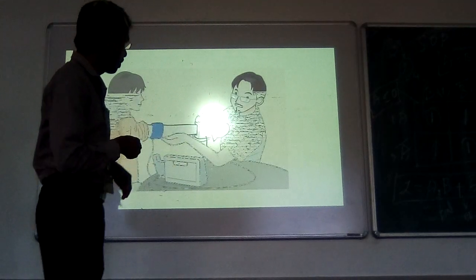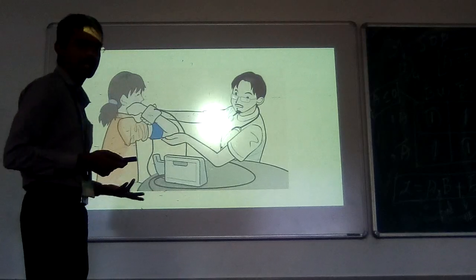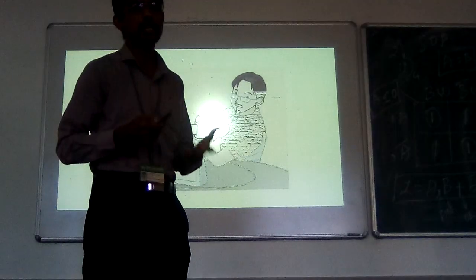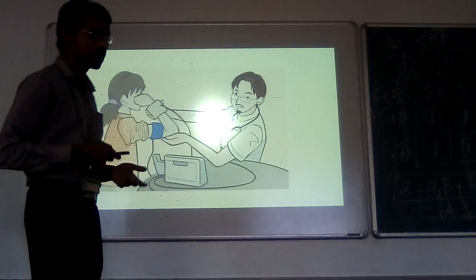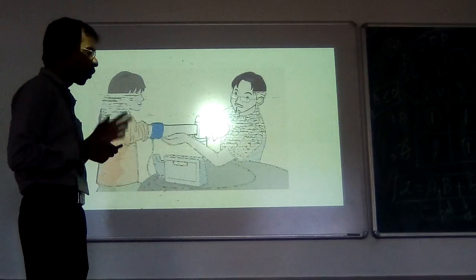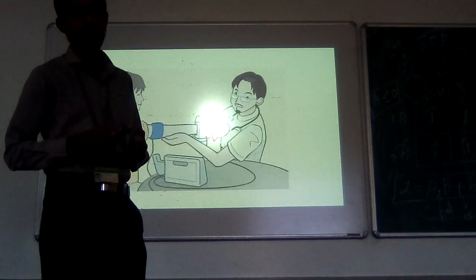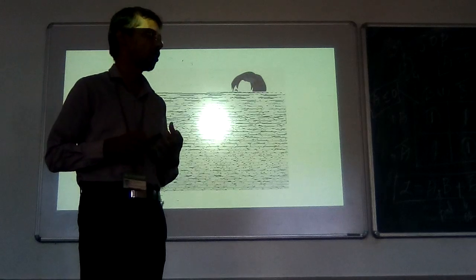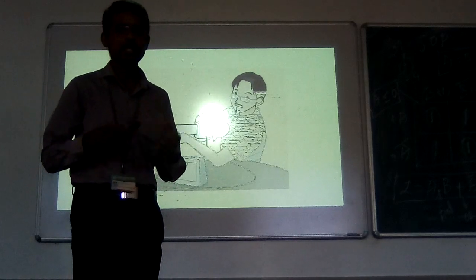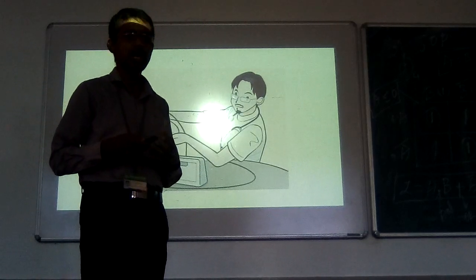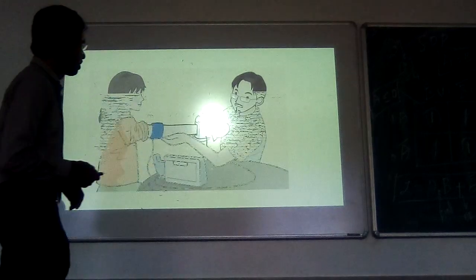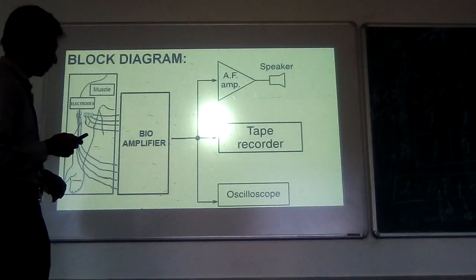The recording will not be in the hand alone. It can be on any part of the body which is under motion, right? Even athletes make use of it. Electromyogram is required to analyze whether there is nervous damage or artifact, something like that. So we'll get into the block diagram.